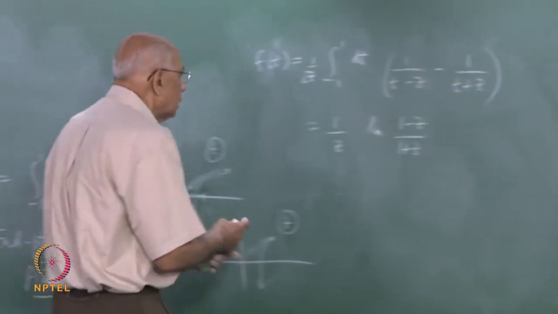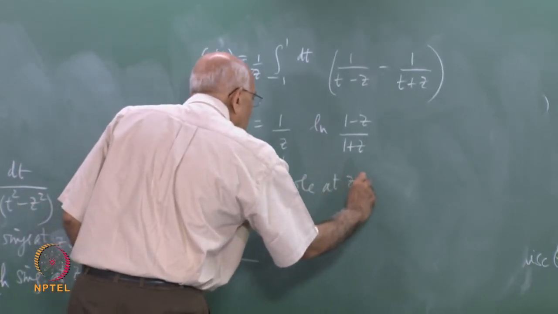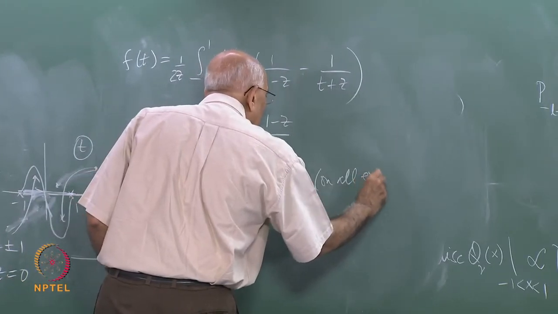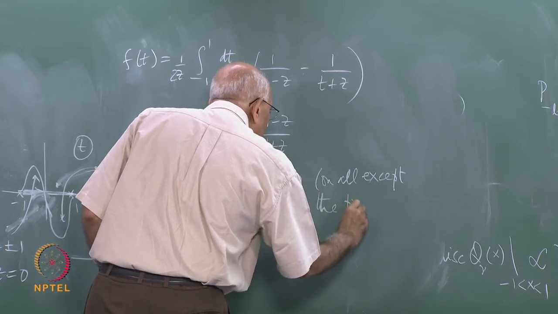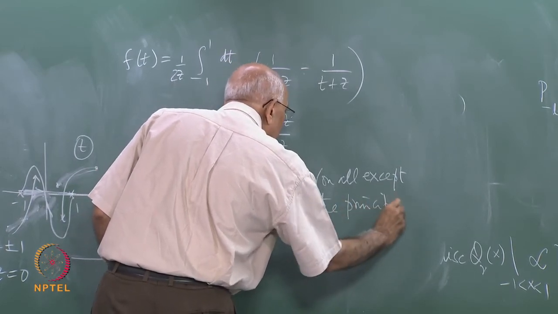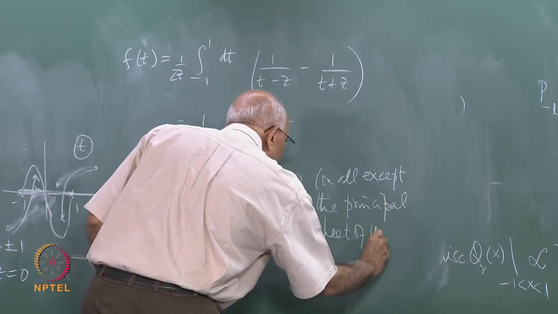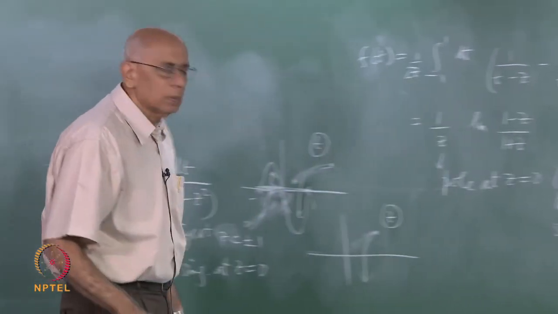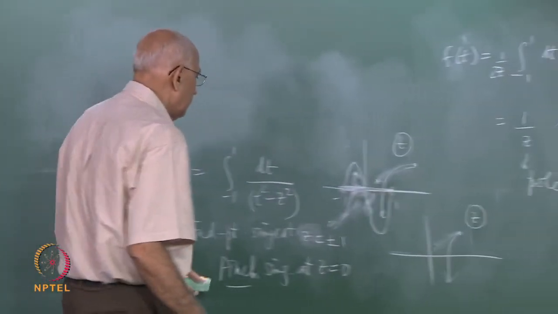In this case, there is a pole at z equal to 0 on all except the principal sheet, and that is a pinch singularity at this point.